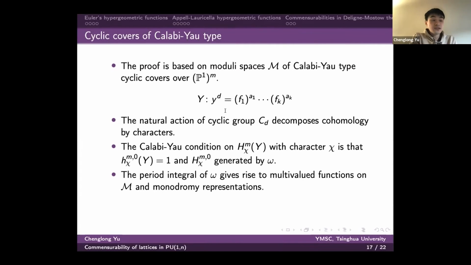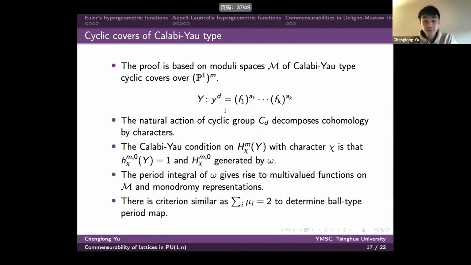It gives rise to multivariable functions on the moduli space of those cyclic covers. So what are the moduli spaces? We have the freedom to choose those sections of line bundles f1 up to fk. Those are our moduli space. More precisely, it's a certain GIT space for linear systems on the product of P1. And those multivalued functions, similar to Lauricella functions, will give us monodromy representations. We also obtain some criterion, similar to the Gauss-Bonnet formula before, to determine ball type period maps.